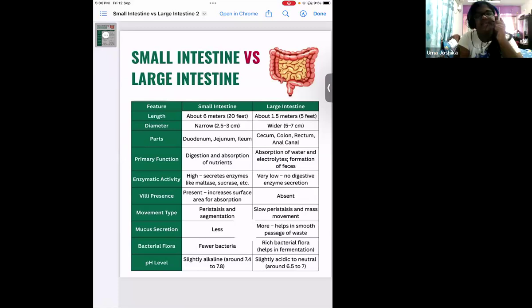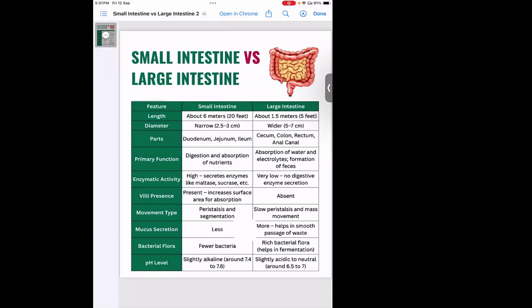Ma'am, the exact length of the small intestine would be 7.5 meters, right, ma'am? Yes.